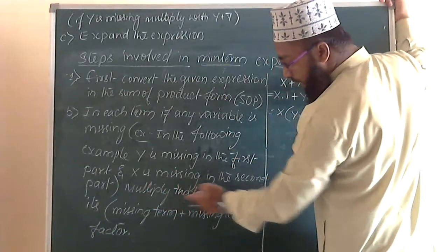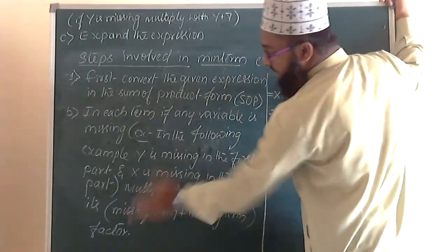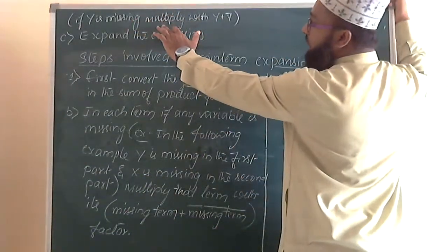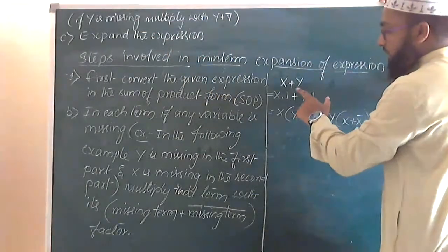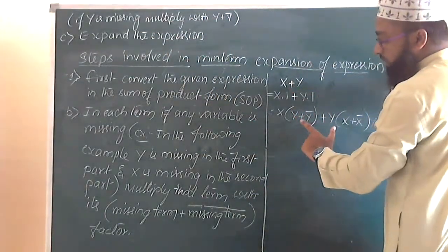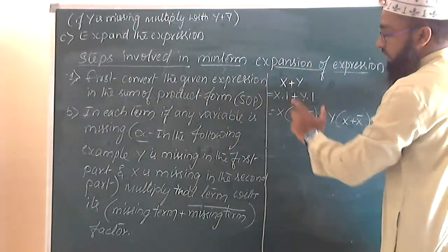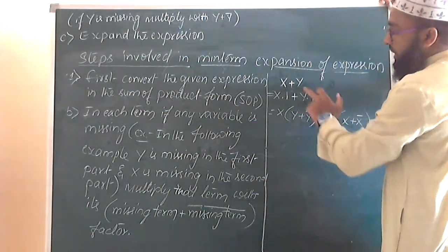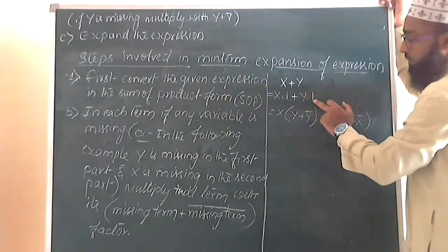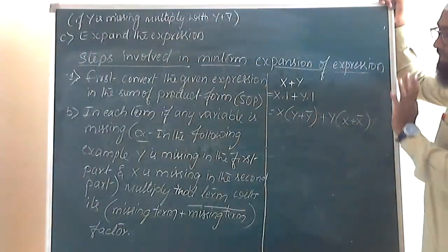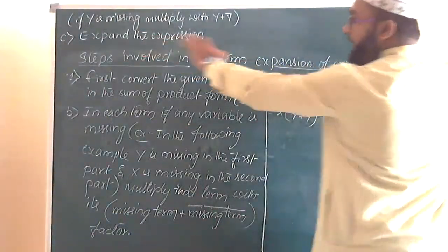Okay, multiply the term with its factor. It means if y is missing, multiply with y plus y bar. Here y is missing, so multiply with y plus y bar. In place of 1, we will take y plus y bar. Here x is missing, so for that, in place of 1, we will take x plus x bar. After that, expand the expression.